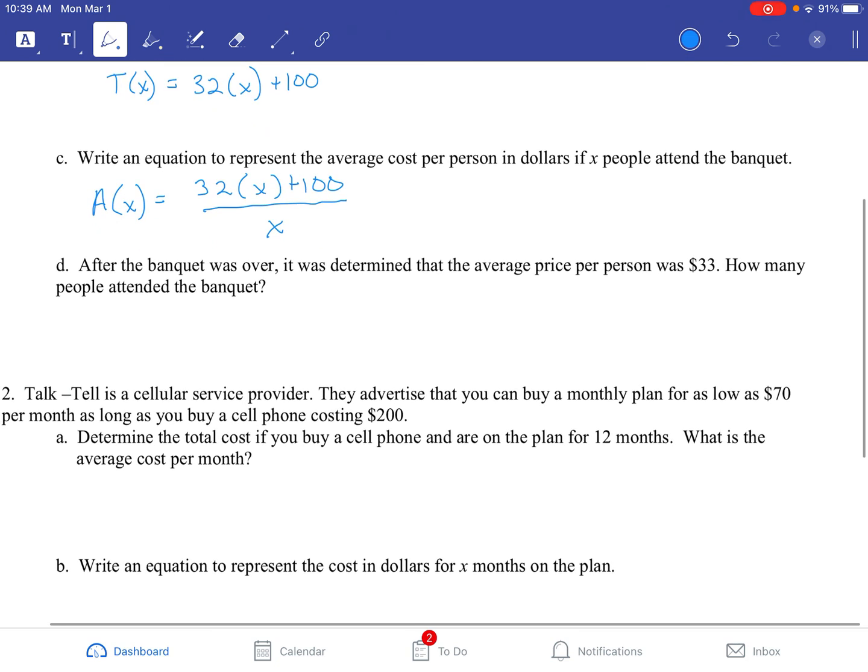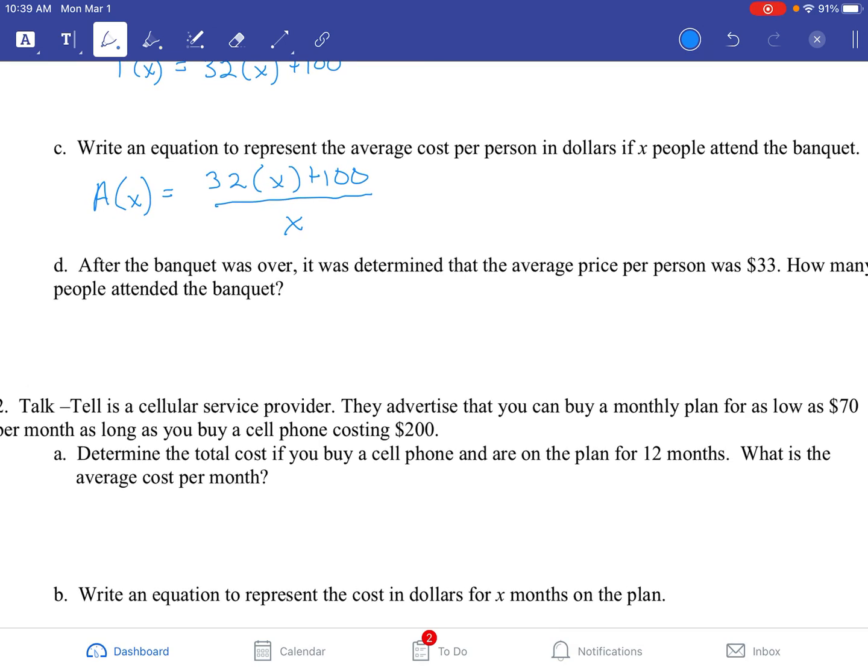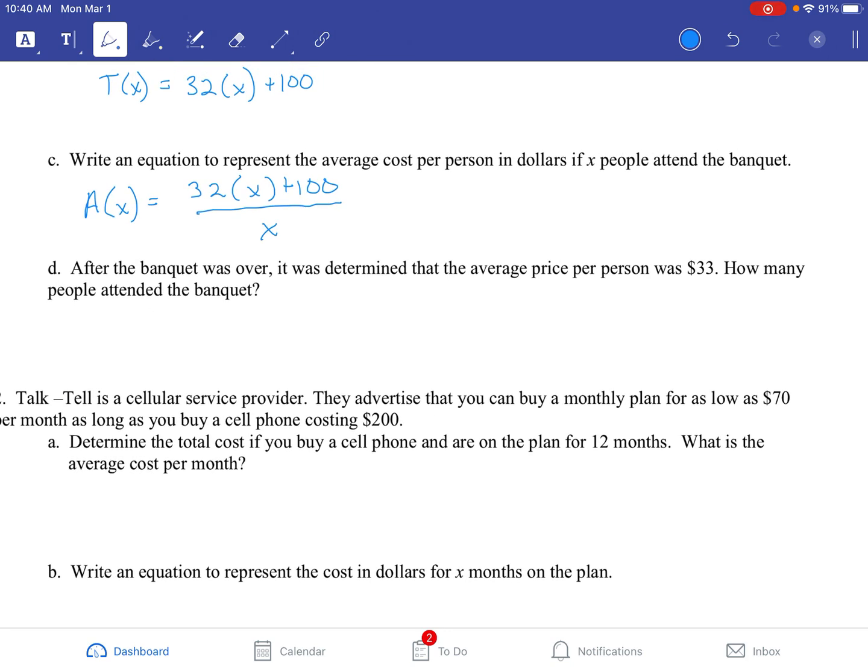And lastly, part D. After the banquet was over, it was determined the average price per person was $33. How many people attended the banquet? What we're going to do is take the equation in part C, and the answer this time is going to be 33. So we're going to work backwards to find out how many people.